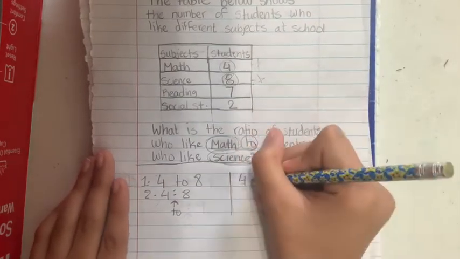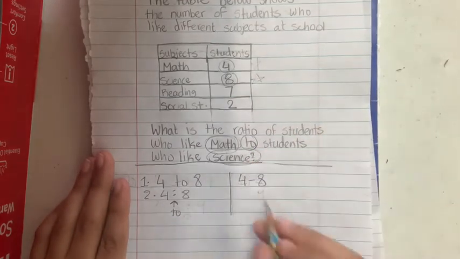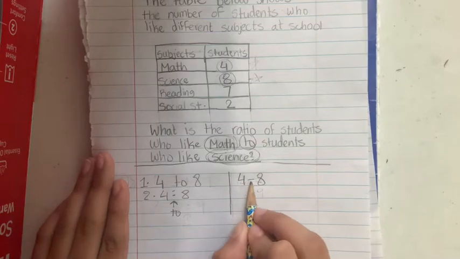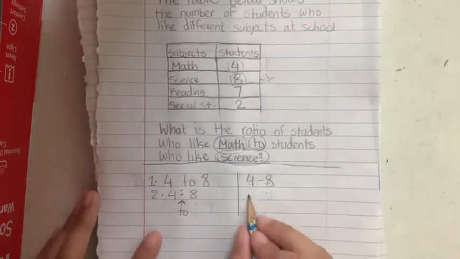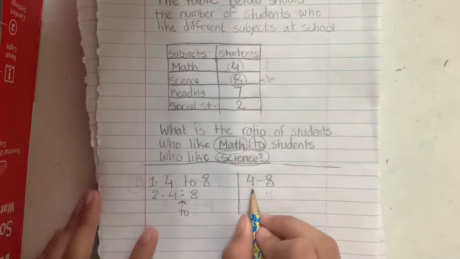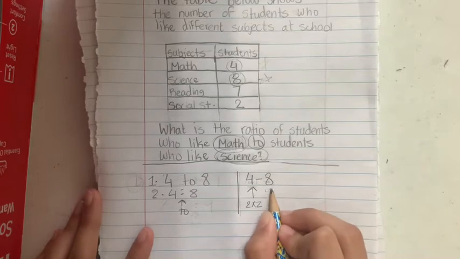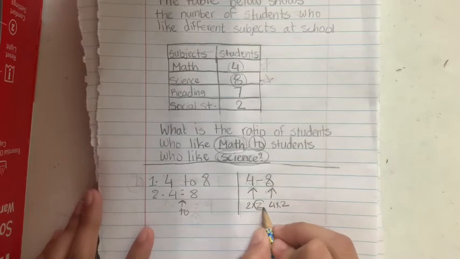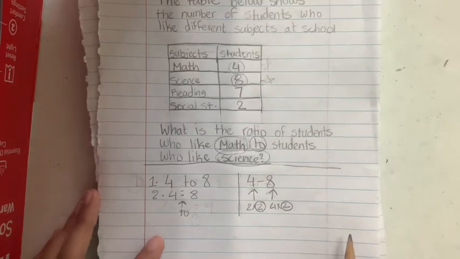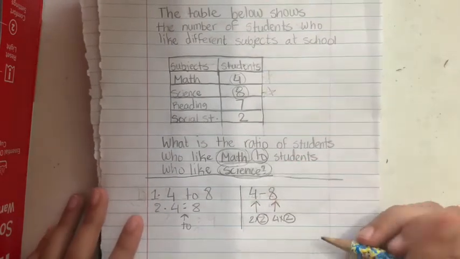So 4, 2, 8. So we have to find a way, we have to see which numbers can go into these 2 numbers. So I know 2 times 2 can go into this number, and I know 4 times 2 can go to this number. See here we have 2 and 2. So there is a clue that 2 is going to go into both of these numbers.